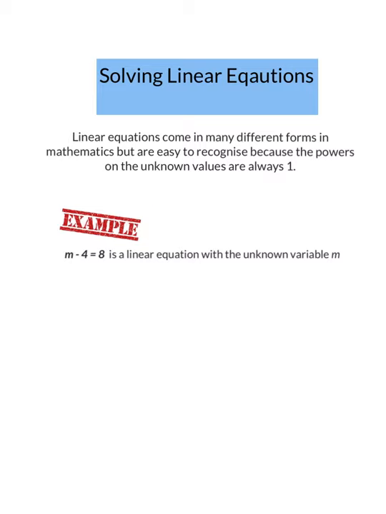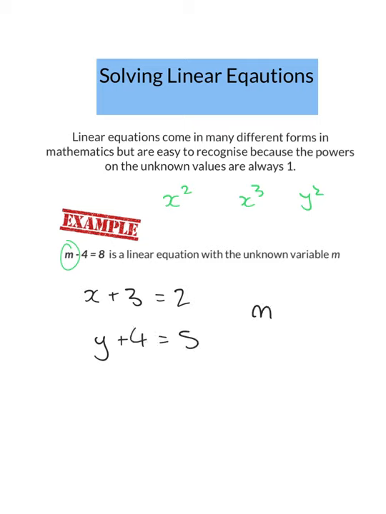If you have a variable with a power of 2 or 3 and so on, it is a nonlinear equation. That's how we recognize our linear equations. They have a power of 1, where it's represented like m, where there is no power, but really it's a 1. We just don't need to put the 1. Some other linear equations might be x plus 3 equals 2, y plus 4 equals 5, m divided by 2 plus 1 equals 3. They're all linear equations because the powers are all 1.